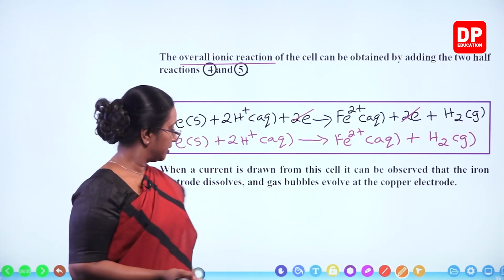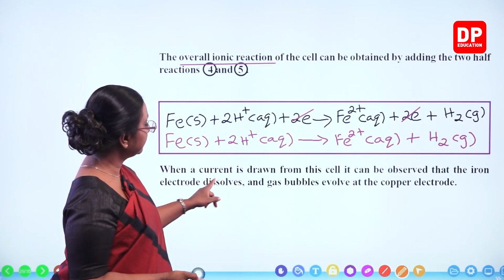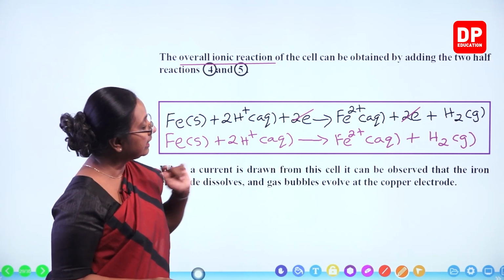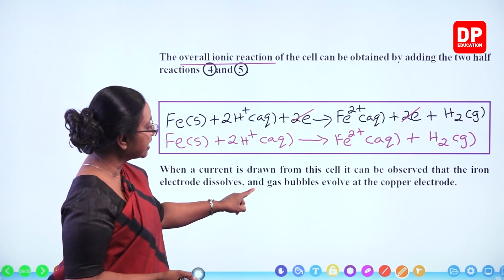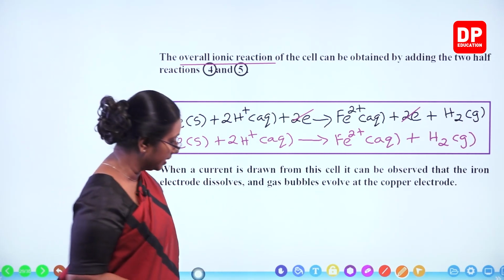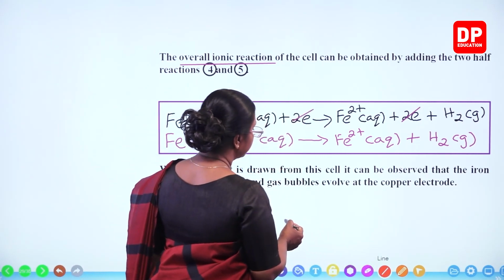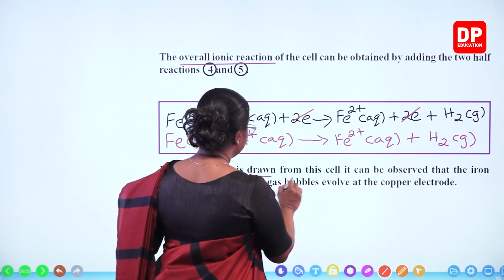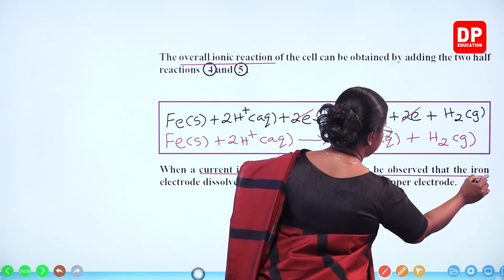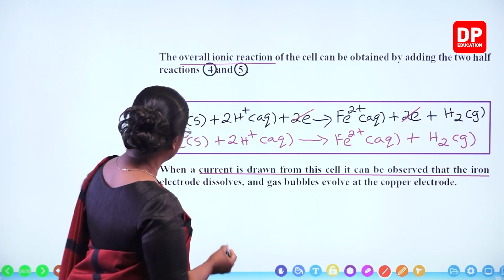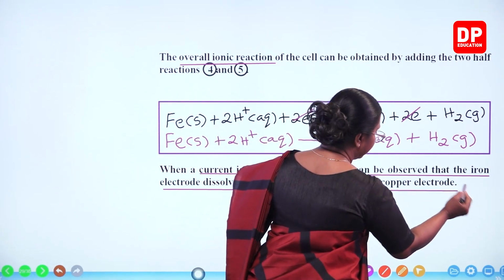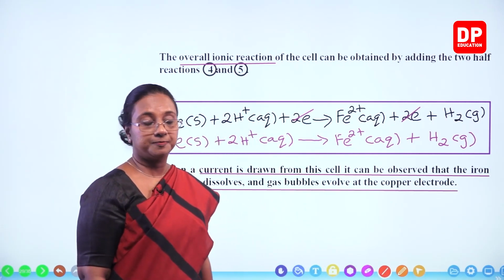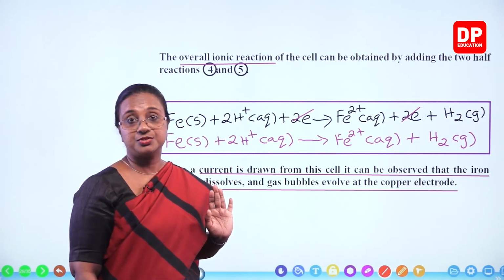Is that clear, students? When a current is drawn from the cell, it can be observed that the iron electrode dissolves and gas bubbles evolve at the copper electrode. So that is also something you have to remember. When a current is drawn from the cell, it is observed that the iron electrode dissolves and gas bubbles evolve at the copper electrode. Is this okay, students?